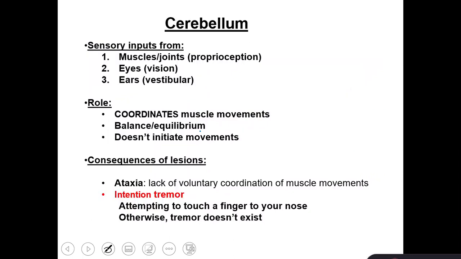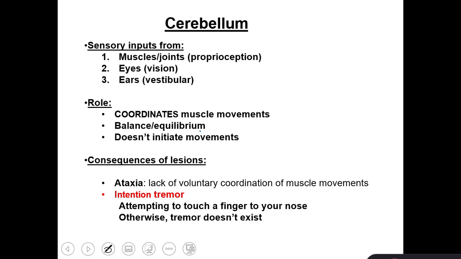Then comes the cerebellum. The cerebellum is what maintains our balance as we move, meaning that the basal nucleus initiates movement. Then the cerebellum takes over. As you move, it corrects any errors.